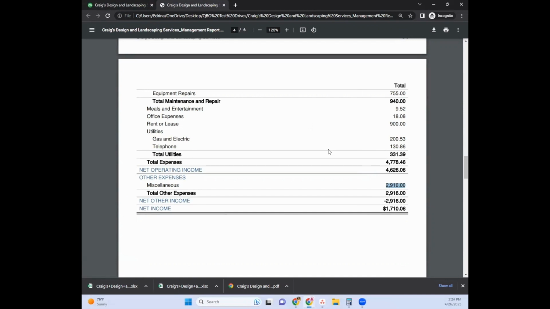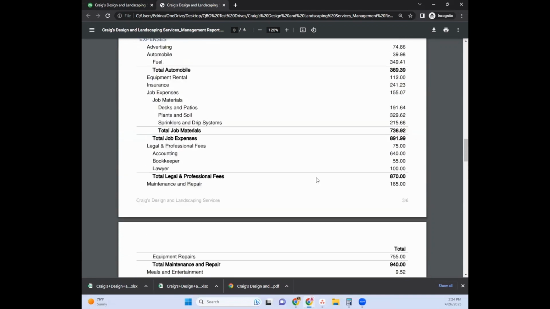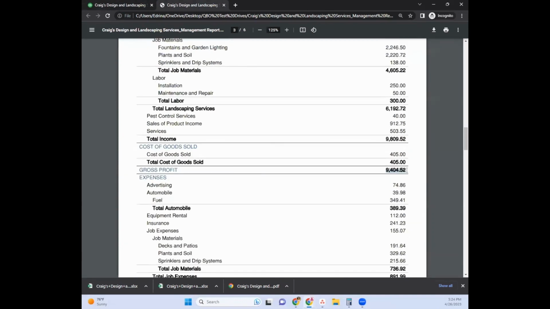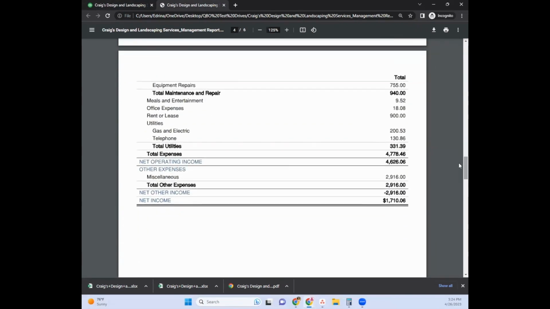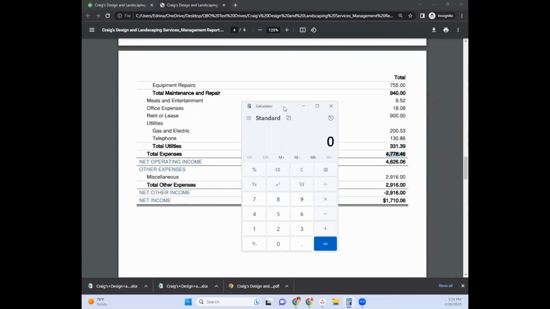Either way, when all is said and done, you take the total gross profit of $9,404.52, and then your expenses, which is this. So let's bring our nifty calculator over. 4,778.46 plus 2,916. So total expenses is 7,694.46. The one thing that I don't like about these reports is that they don't give you a total expense that includes some of these other subcategories.